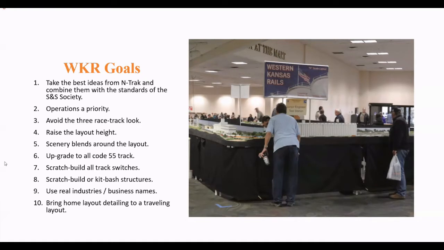Wanted to avoid the 3 tracks altogether, look around the layout. And one of the bugaboos I had with NTRAK was at the 40-inch height. You either had to make a lift bridge module or you had to crawl on your hands and knees. So we raised the layout height up. This is actually a sectional, not a modular. It always goes around in the same direction. So we wanted to have the scenery blend around the layout, basically going from city to county to rural to county to city again. Wanted to upgrade to all code 55 track, scratch build all the track switches.